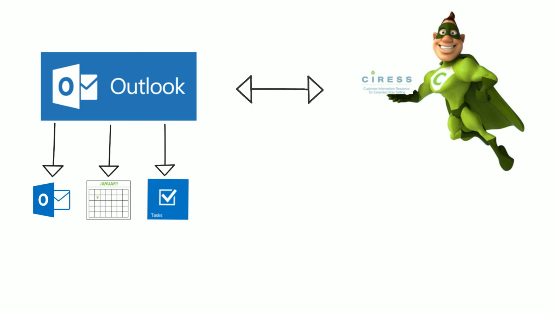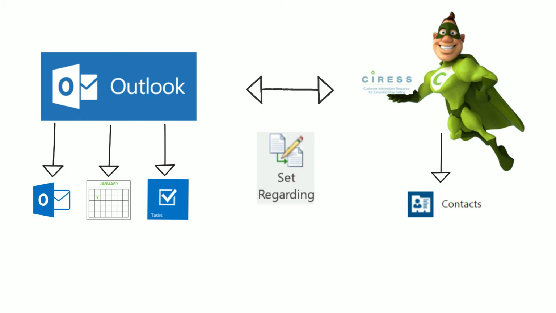Let's take a moment to consider how Cyrus interacts with Microsoft Outlook. This is a powerful feature of Cyrus and a strong advantage of building Cyrus on the Microsoft Dynamics 365 platform. When you create an email, appointment, or task in Outlook, use the Set Regarding feature to find and link it to the contact in Cyrus where you want the activity to appear.